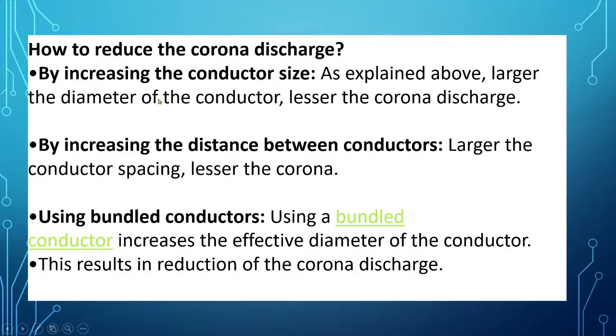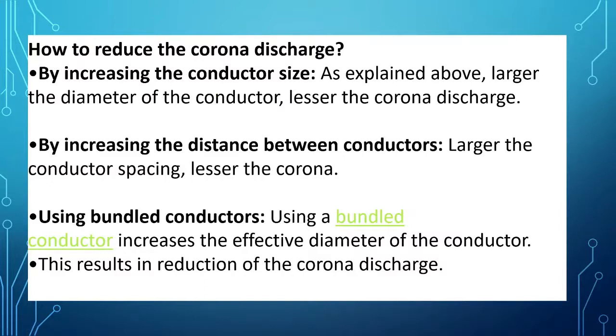We can reduce the corona discharge by increasing the conductor size, meaning the diameter of the conductor. When it is increased, the corona discharge will be lesser. How does the corona discharge get lesser when increasing the diameter of the conductor? When we increase the diameter, we know the corona discharge always happens at the outer surface of the conductor.